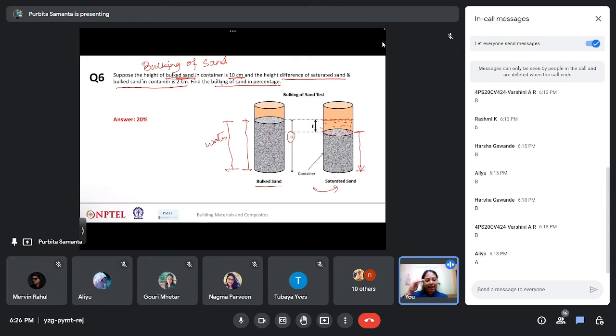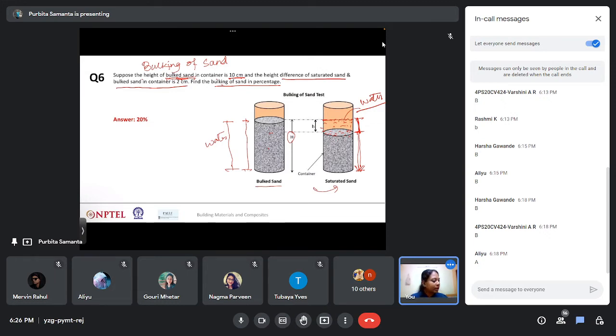Once the sand starts settling down, you will get the actual height, or the actual quantity, of sand that is present. It's no more just the bulk sand. It's the saturated sand that has settled down, and the remaining part is the water. Okay, this is the water. This process will help in understanding what percentage of bulking is there.